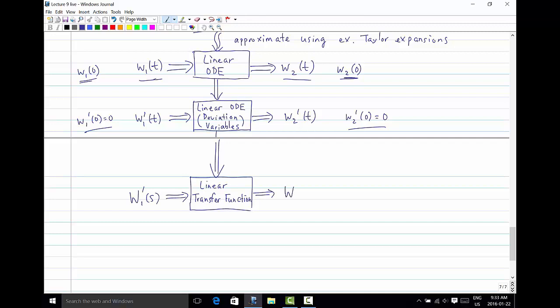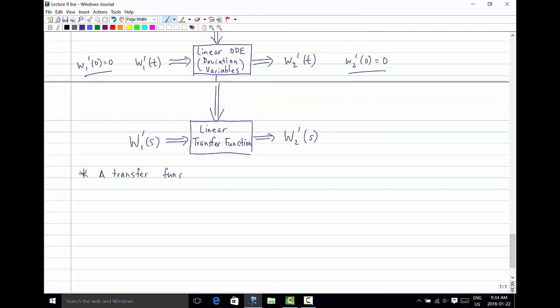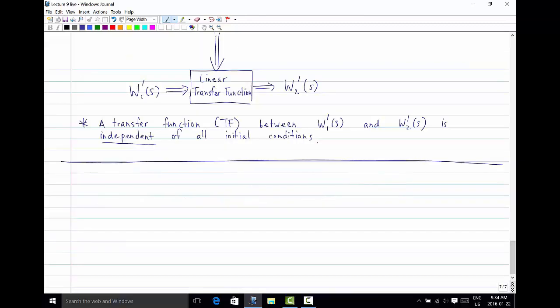Finally, we take the Laplace transform and we have a linear transfer function describing the relationship between the deviation forms in Laplace transform of W2 and W1. The transfer function between them is independent of all initial conditions, as stated previously. Let's look at an example that uses the concept of deviation variables and transfer functions.